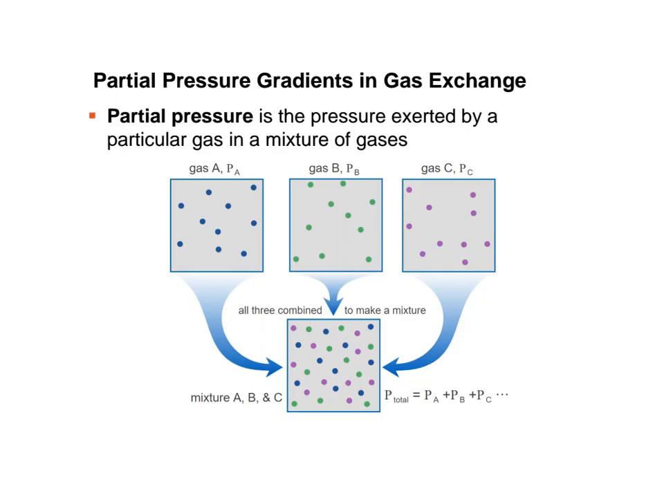Okay, one concept that we need to understand when looking at respiratory physiology is the idea of partial pressure. This is the idea that within a gas mixture, each gas individually exerts a pressure. So for example, in this picture here, we have gas A, which exerts a partial pressure, P sub A. We have gas B, which exerts a partial pressure, P sub B, and gas C, which exerts a partial pressure, P sub C.